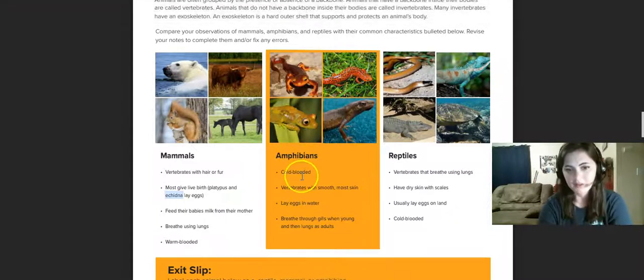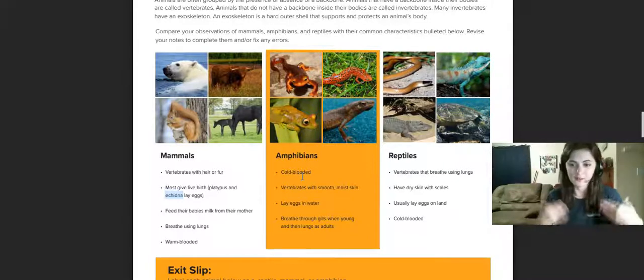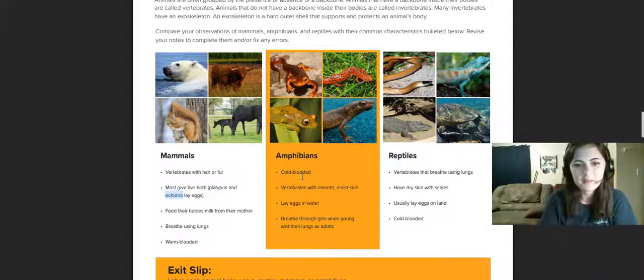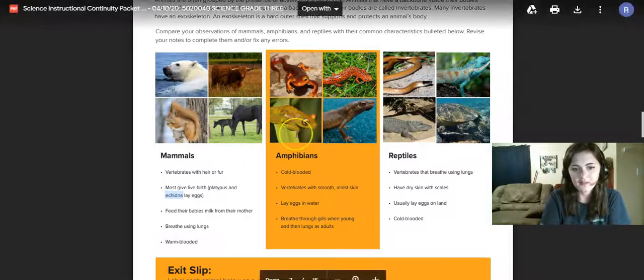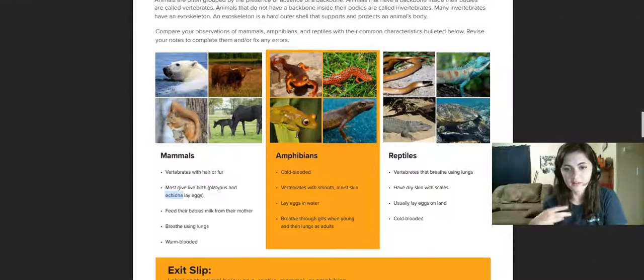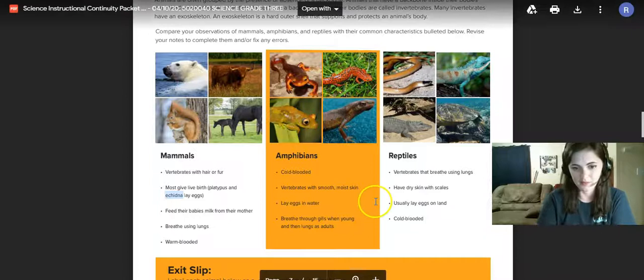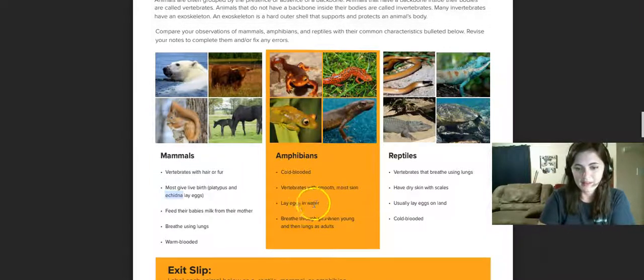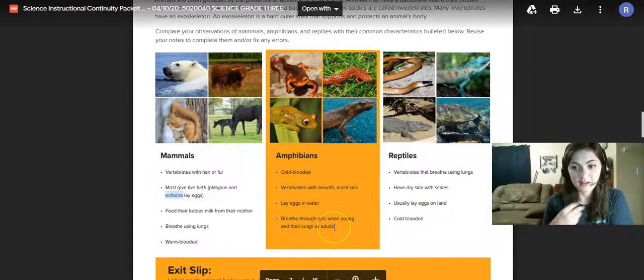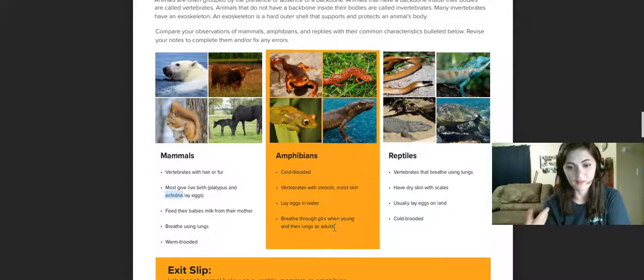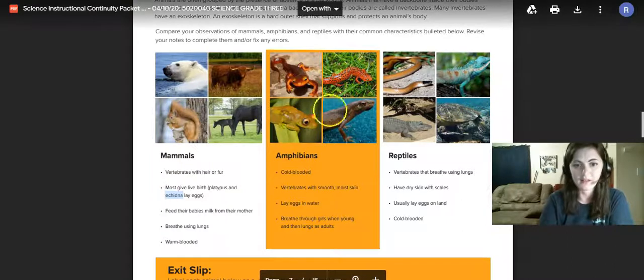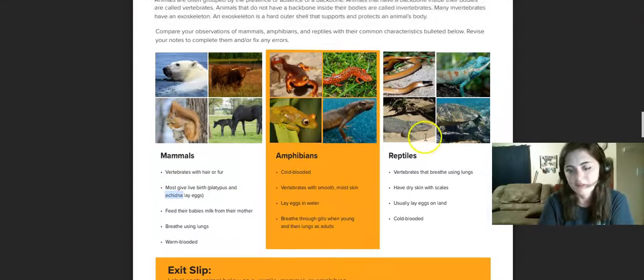Amphibians, on the other hand, are cold-blooded, meaning they have to stay somewhere warm. Remember Oscar, our pet lizard? He had to have a heat lamp because he couldn't control his body temperature. He had to sit under the heat lamp. They are vertebrates with smooth, moist skin. These are animals that are born in the water. They lay eggs in the water, and they breathe through their gills when they're young, and as they grow, they develop lungs, and then they can breathe on land, like frogs and salamanders.